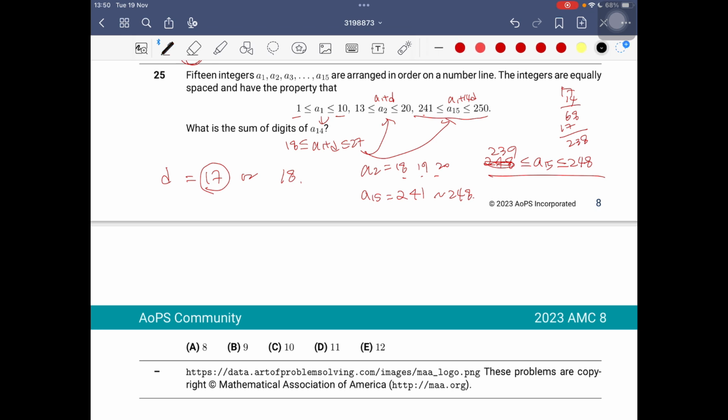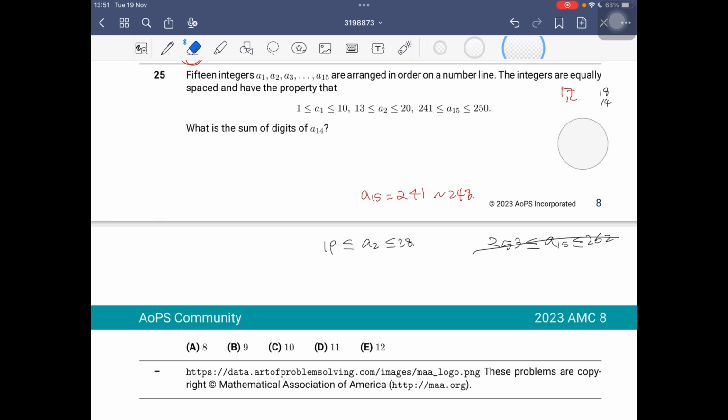Let's go further. And if it is 18, let's say, then A2 can be 19 to 28. 18 times 14 is 252. So 253 to 262. So this cannot be. So D is 17. So now we determined what D is. D is 17.